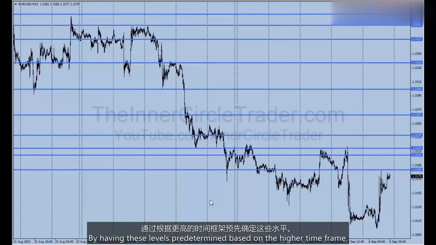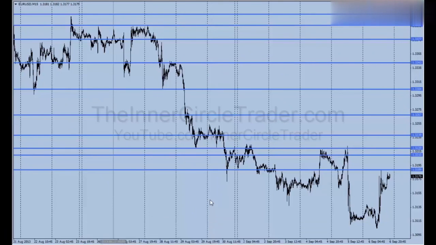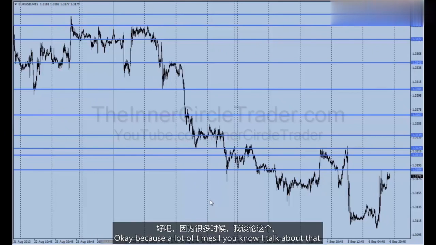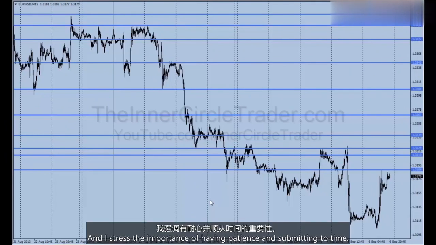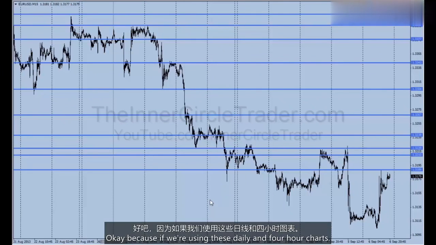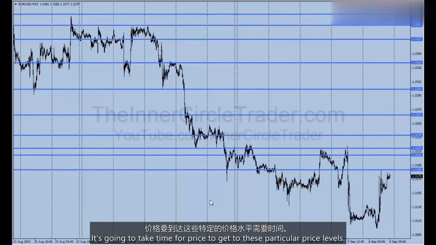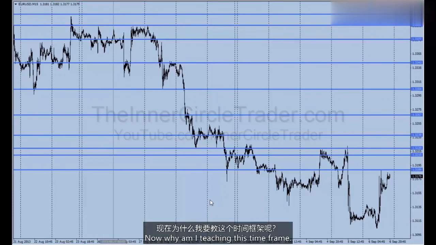By having these levels predetermined based on the higher time frame, you can sit on your hands and exercise that dreaded word patience. A lot of times I talk about that and I stress the importance of having patience and submitting to time, because if we're using these daily and 4-hour charts, it's going to take time for price to get to these particular price levels.